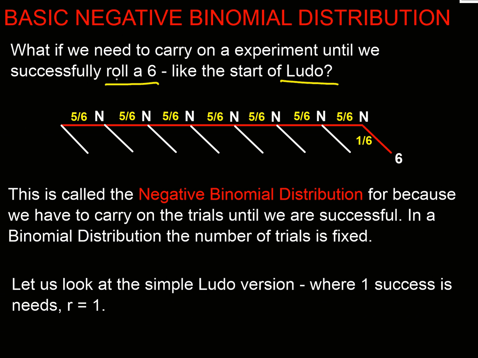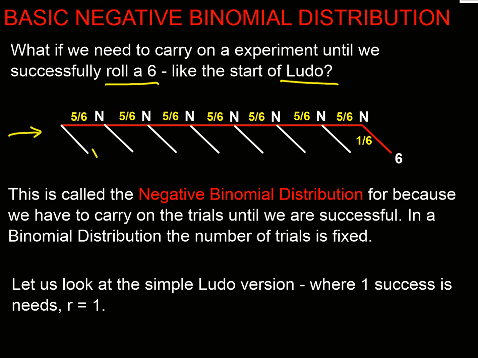So that's a form of binomial, but it's different in that in an ordinary binomial, we've decided the number of trials at the start. We do 10 and we see where we are. Here we're going to carry on and on and on forever until we get a success. So what I've done is drawn a nice little diagram to go with this.